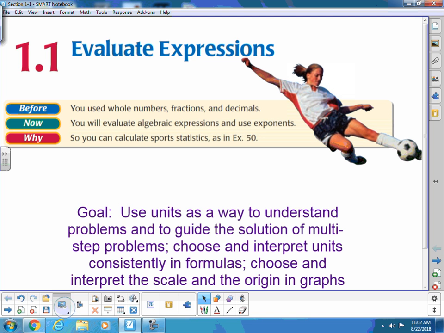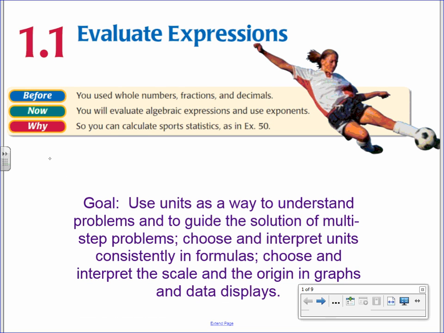All right. Section 1.1 is all about evaluating expressions. Go ahead and put the section number, at least in your notes. If you want to write the title down there, that's fine as well.